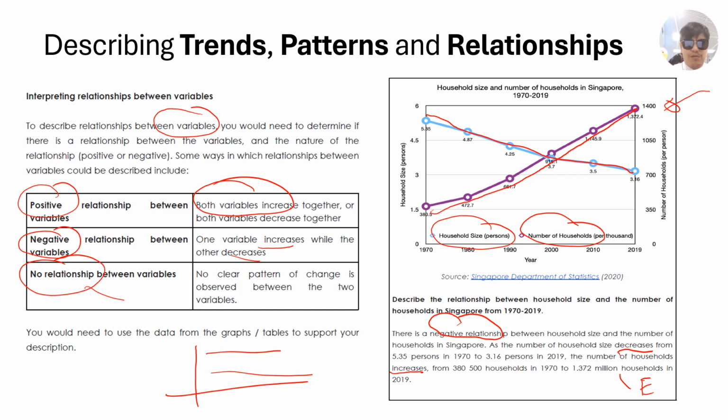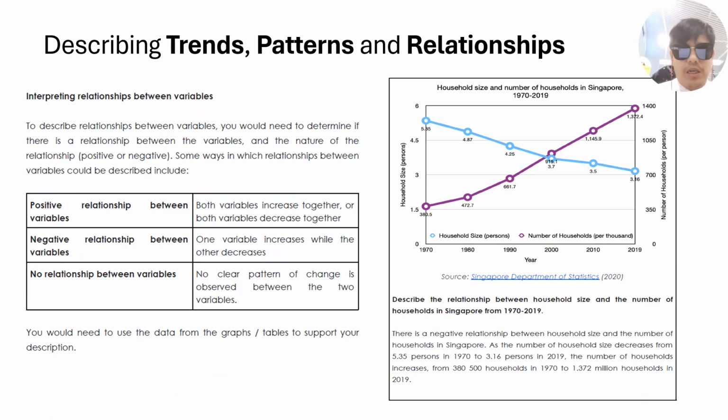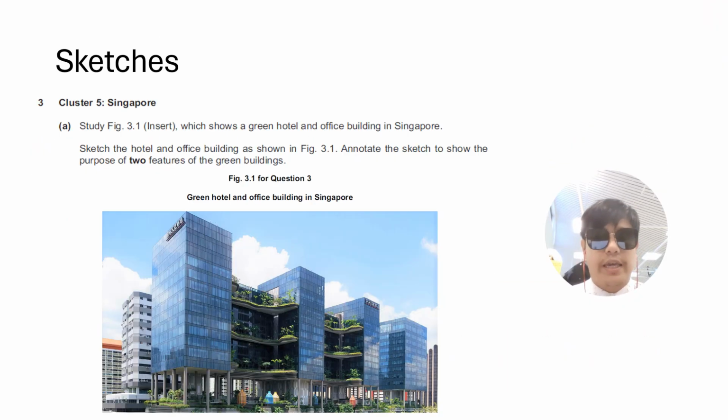Just no relationship, right? There's just no relationship. Okay, maybe no relationship can be shown in a scatter graph. For example, it could be like this. Okay, all over the place. There is no relationship at all. There's no clear pattern, so that is fine as well. Okay? All right. So next, we're going to look at sketches.